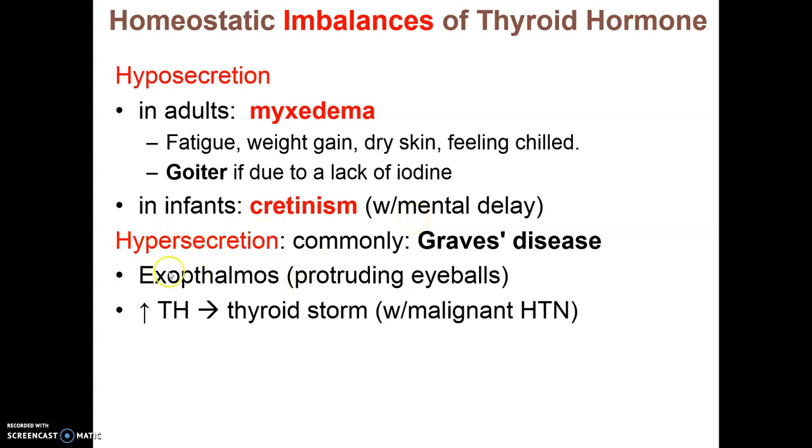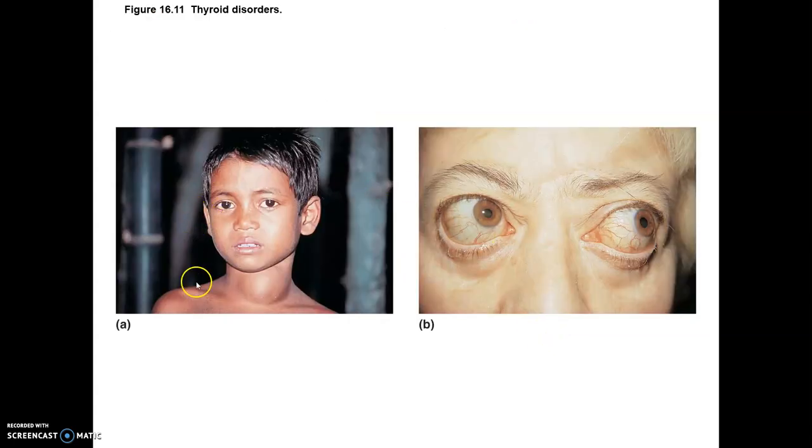Hypersecretion: if too much thyroid hormone is released, it will cause Graves' disease. So what will happen? The person will have protruding eyeballs. The person will be feeling hot and sweating, and will be very irritable. Their metabolic rate will be high. Blood pressure will be high, actually. They will have hypertension. So this is hypothyroidism, and this is hyperthyroidism. Exophthalmos, the eyes are bulging.